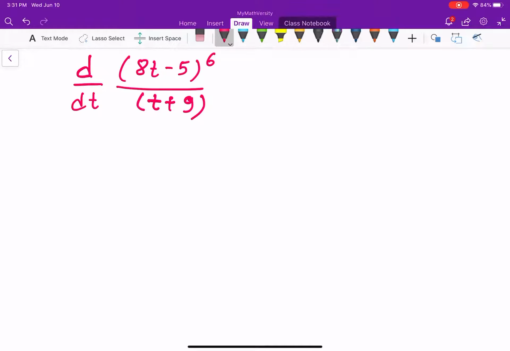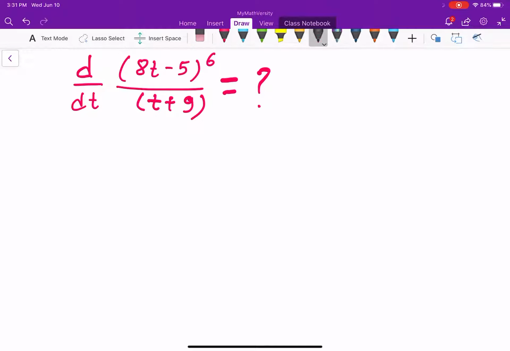So here we have given the function (8t - 5)^6 and then everything divided by t + 9, and our goal is to find the derivative of this function. So this is equal to what, right? That's what we need to differentiate with respect to t. This is what we need to find out. So how do we figure this out?